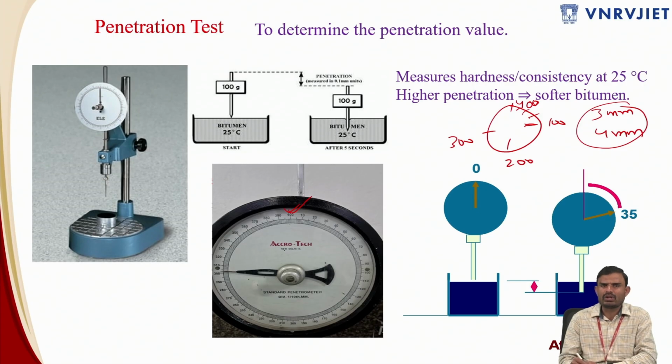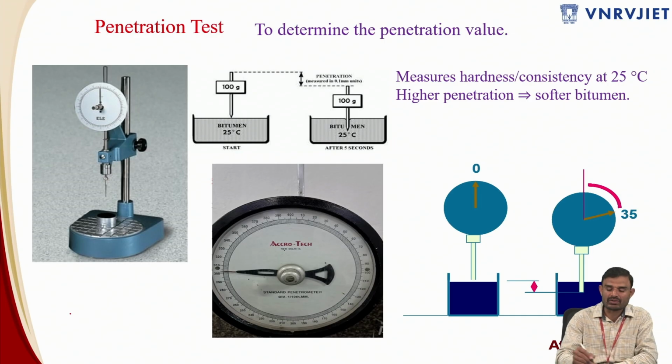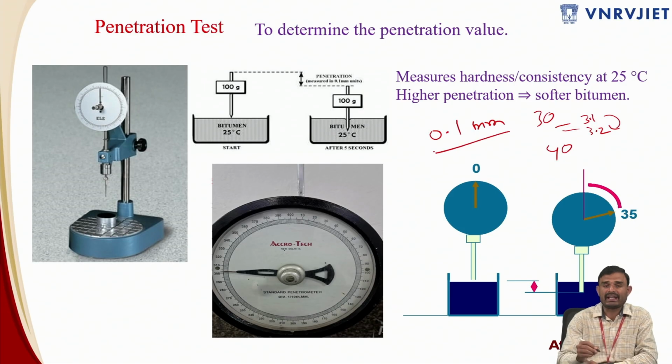So in order to avoid this error in the penetration value, we are exaggerating the readings present on the graduated arc, and we are increasing them. So 3 mm and 4 mm are increased by 10 times. This is nothing but 30 and this is nothing but 40. So we are providing extra readings between 30 and 40. For example, some person may read 31 and the other person may read 32. The only difference is that this is 3.1 and this is 3.2. It is only a difference of 0.1 mm, only an error of 0.1.